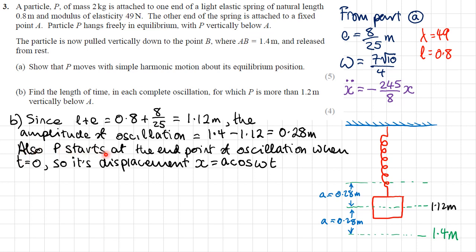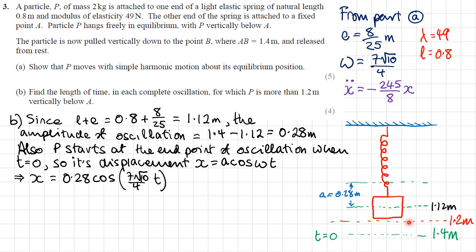Now, also P starts at the end point of oscillation, so it's pulled down to this point here and then allowed to oscillate. Because it starts at this end point when t is equal to 0, its displacement can be modelled by x is equal to the amplitude A times the cosine of omega t. So if we fill in those numbers, x is equal to the amplitude, 0.28, times the cosine of omega. We've got omega from part A, so that will be 7 root 10 over 4 t.